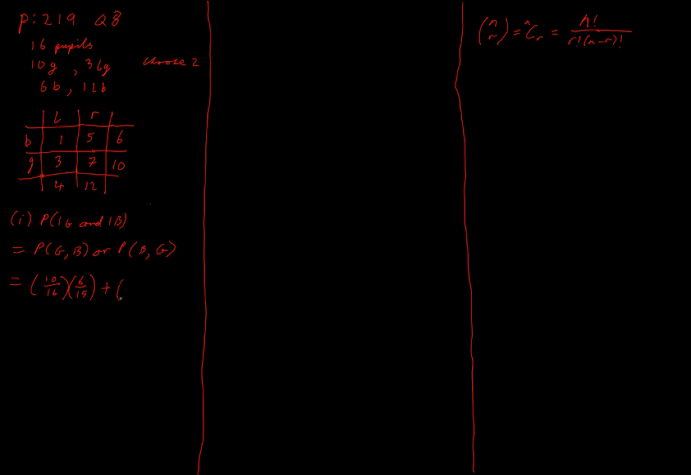If we pick a boy first, we have 6 boys out of a total of, this is the first person we pick, so 16 people. And there are 10 girls for our second person to pick, but there are only 15 people left to choose from. So we end up multiplying this out and we get a quarter plus a quarter is equal to a half.